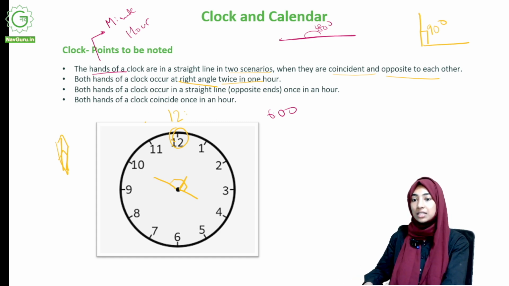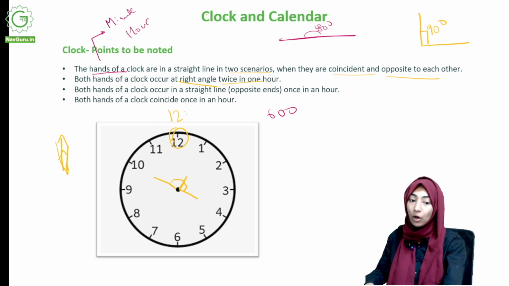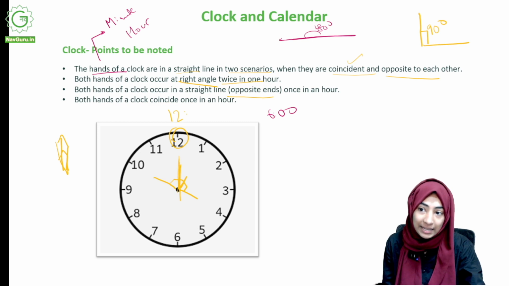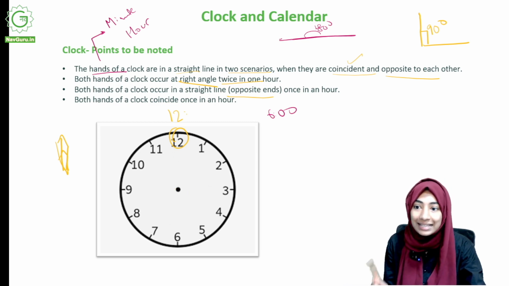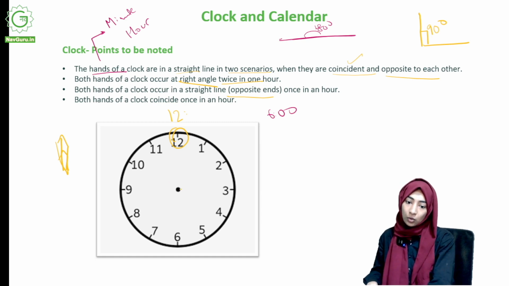Now both hands of a clock occur in a straight line once in an hour. So what do we mean? Straight line, opposite ends. Like I said in the beginning, straight line can also mean coincident, right? Like we talked about 12, when it's 12 o'clock, both of them will be in a straight line, but it can also mean opposite ends. In the opposite ends, it happens only once in an hour. Whichever hour, let's take 3. If the hour hand is at 3 and the minute hand is at 9, this time is 3:45, right? So this happens only once in an hour.